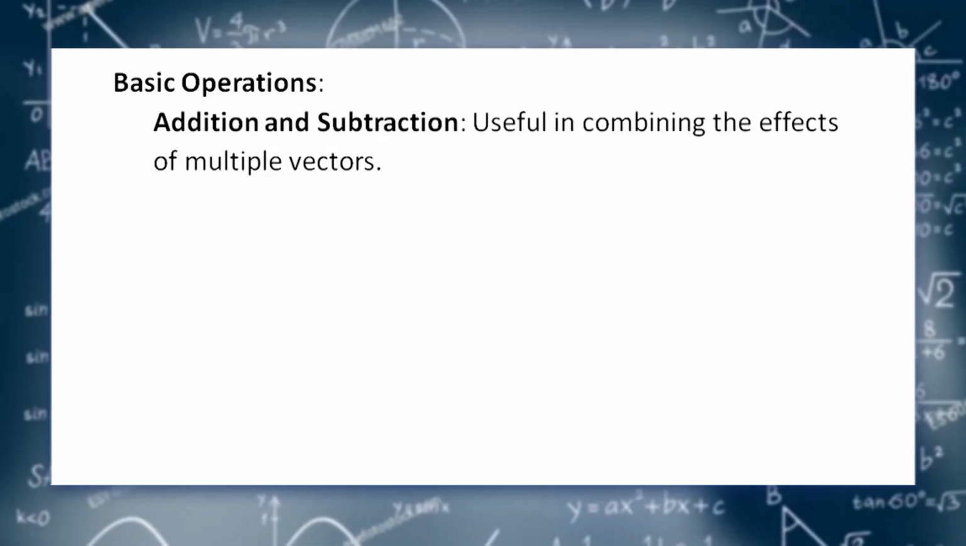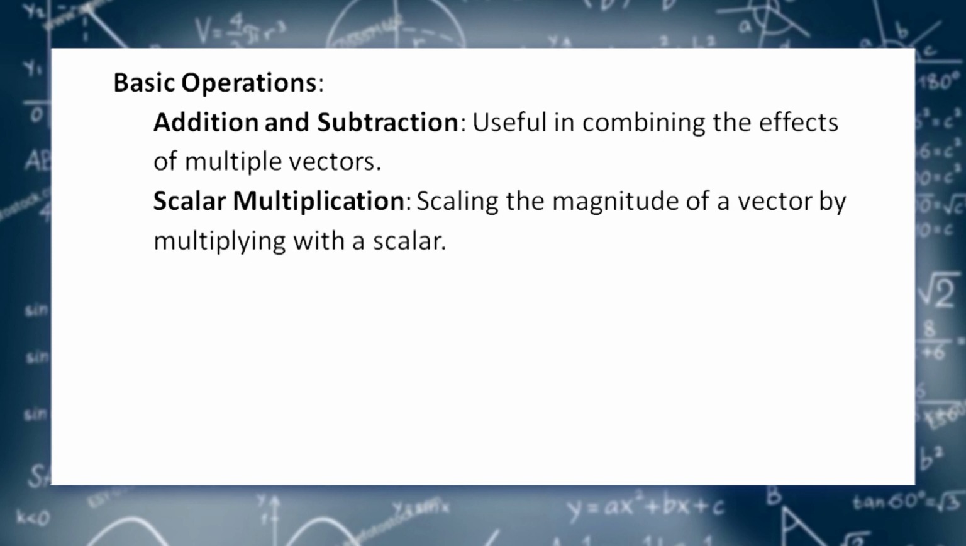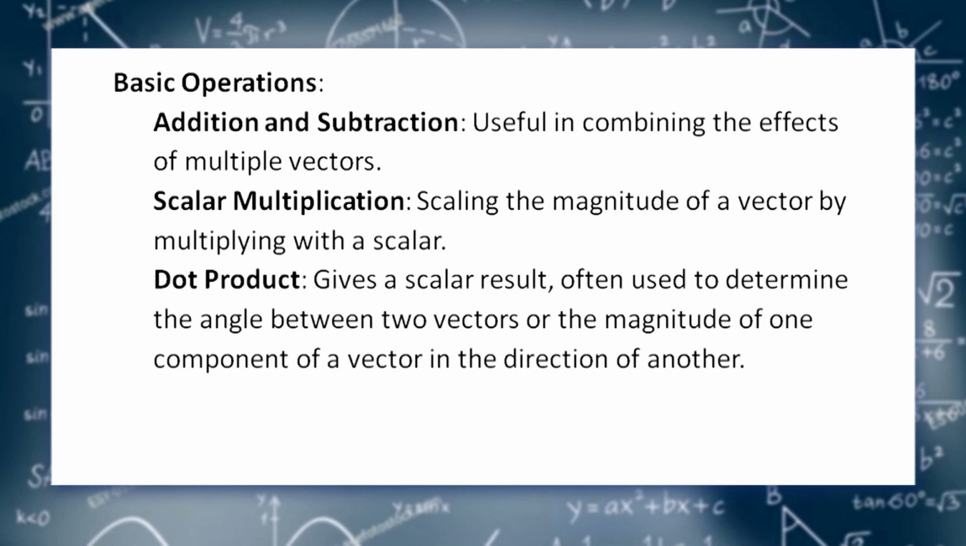Basic operations of vectors: addition and subtraction. The most important and most basic binary operation is addition and subtraction, useful in combining the effects of multiple vectors. Scalar multiplication: scaling the magnitude of a vector by multiplying with a scalar. Dot product, or scalar product, gives a scalar result, often used to determine the angle between two vectors or the magnitude of one component of a vector in the direction of another.